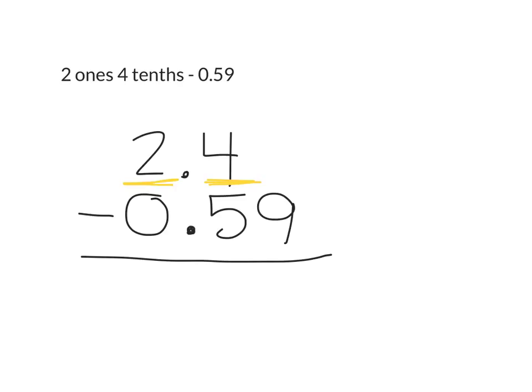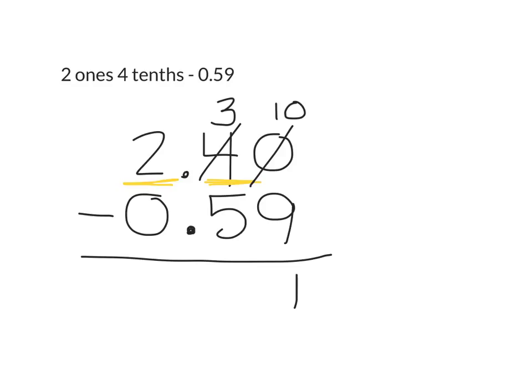And so my problem looks something like this. Now above my 9, in my hundredths place, I do not have a digit. So I'm going to put a 0 there to hold that place value. Now I cannot subtract 9 from 0. So I'm going to come over and borrow from my tenths place. And so that 4 becomes a 3. And my 0 in my hundredths place becomes a 10. So now I have 10 hundredths, and I'm subtracting 9 hundredths from that. So I'm left with 1.